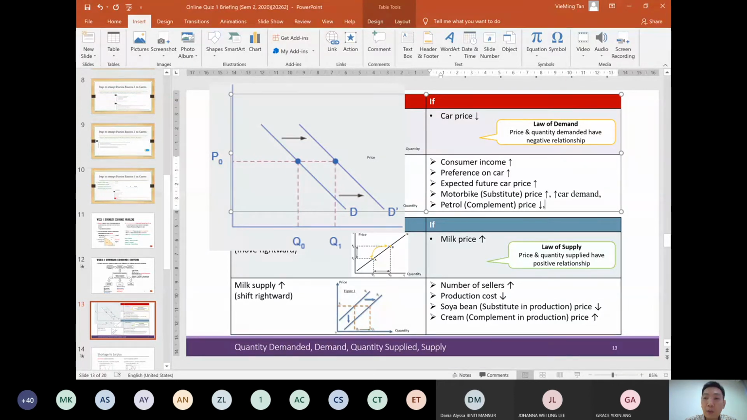So let us try to use petrol as example. So petrol is the complement for car. So let's assume that now the petrol price reducing. If petrol price reducing, that means the maintenance cost for having a car now is lesser, because petrol price is reducing now. That means it's cheaper to own a car now, because every week have to buy petrol. But if cheaper now, that means maintenance cost for having a car now is lower. If lower, then this will increase the car demand.